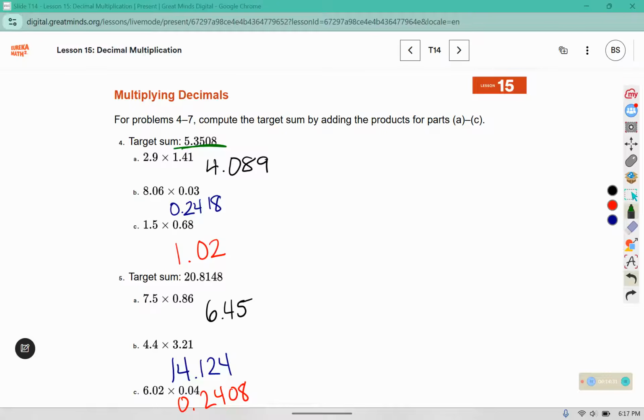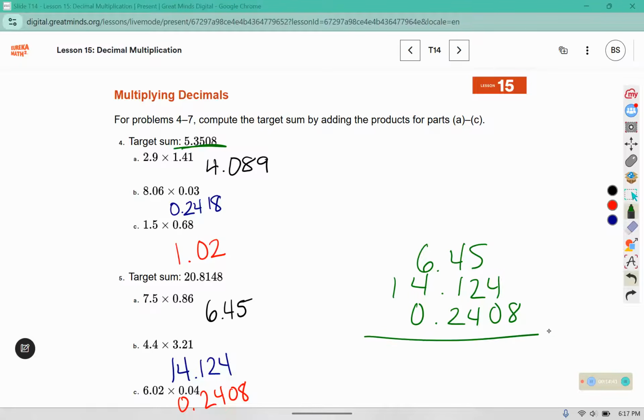And we have 6.45, 14.124, and 0.2408. That would be 8, 4, 11, 8, oops, 10, and a 2, which is what we have here as well.